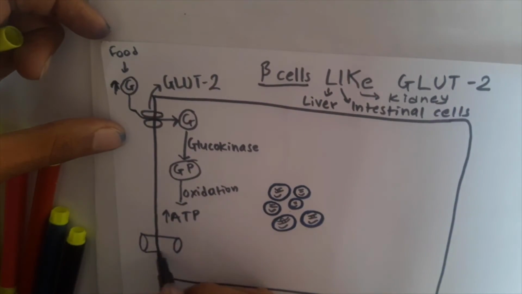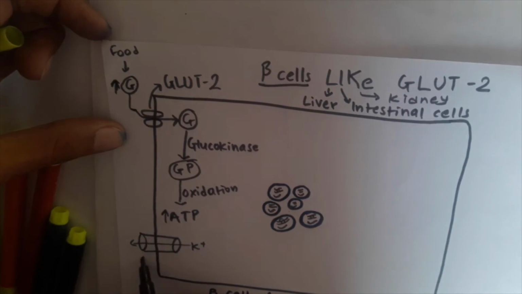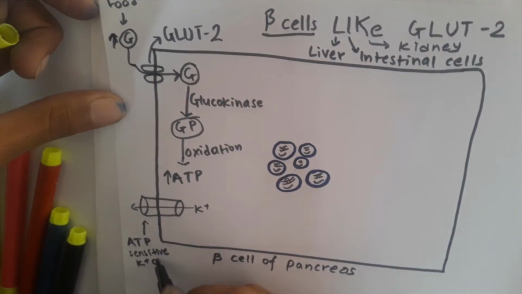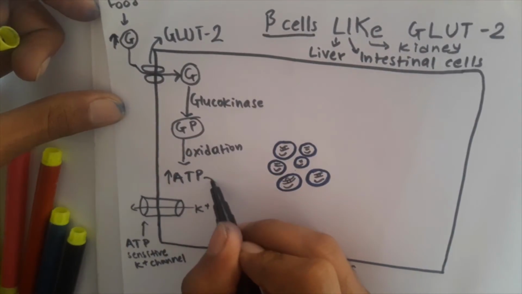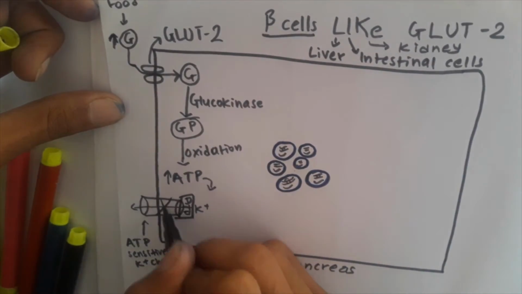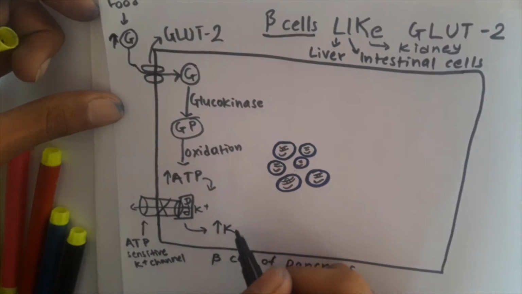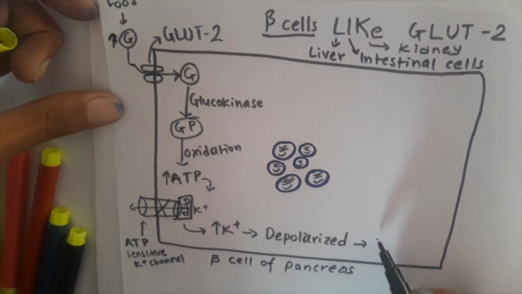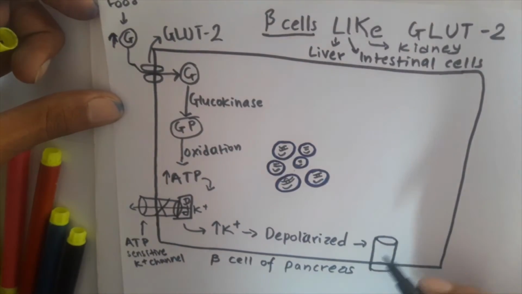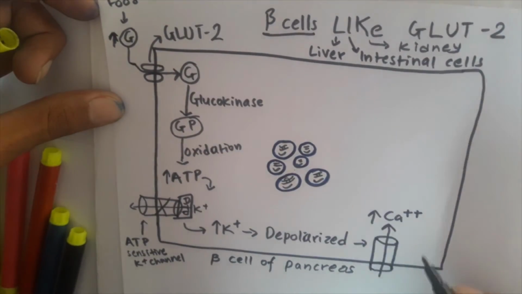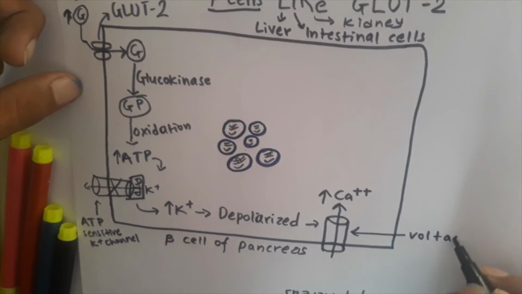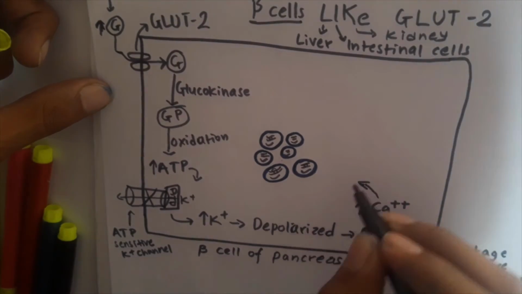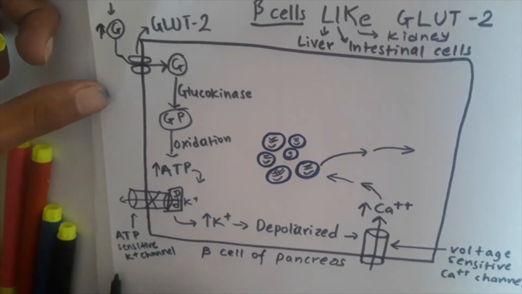ATP-sensitive potassium channel is always present in beta cells, which transfers potassium out of the cells. So this ATP closes the potassium channel and causes the increase in potassium ions inside the cell and causes the cell to be depolarized. This depolarization causes opening of voltage-gated calcium channel and causes calcium influx. This calcium causes the release of insulin-filled secretory vesicles out from the cells.